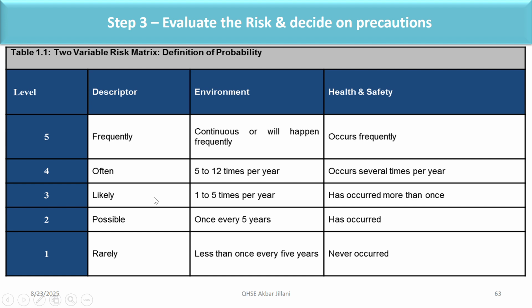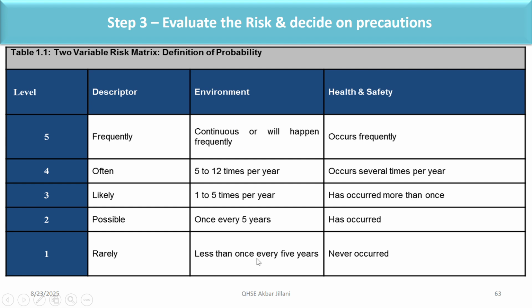Now, many people don't know how to give the rating for the likelihood. The majority of students don't know how to rate the likelihood. So I got this, and I want to discuss this. Like see, discriminator, then health and safety.